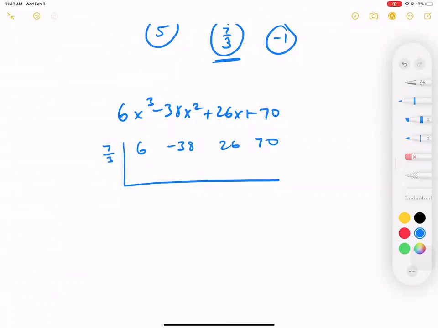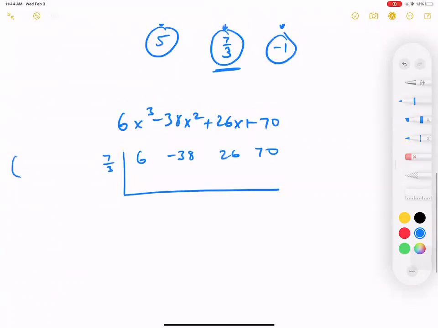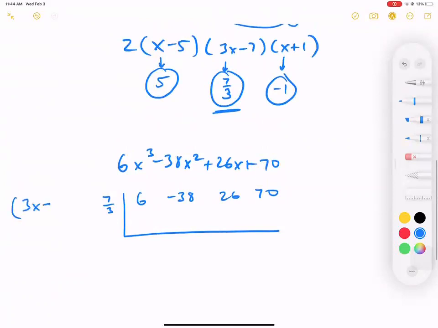Now, this is where synthetic division has issues. There's a hiccup here. We said the factor is 3x minus 7. That's what the factor says. We can see that, okay? But synthetic division does not see that. Synthetic division sees this. It sees x minus 7 over 3. Now, we'll have to deal with that problem once we're done with synthetic division.